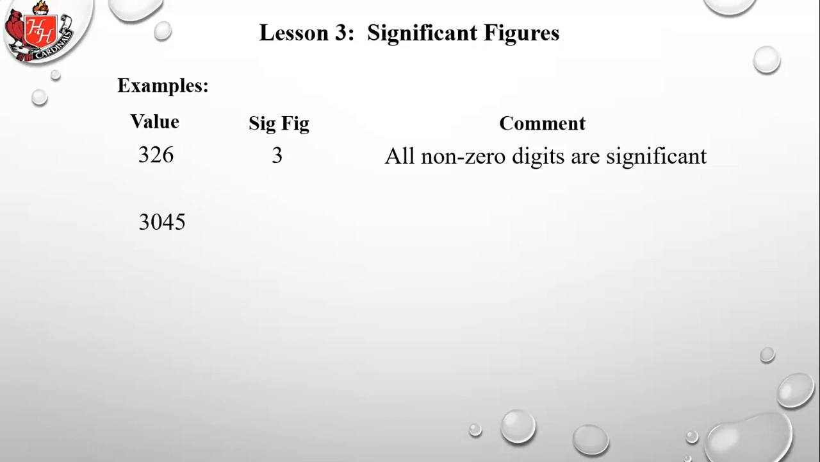3045. How many significant figures? 4. A zero between non-zero digits is significant. So the zero between the 3 and the 4 is always significant. A zero in a position like that.